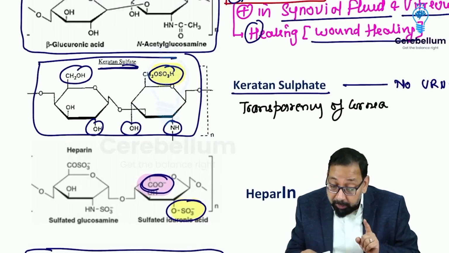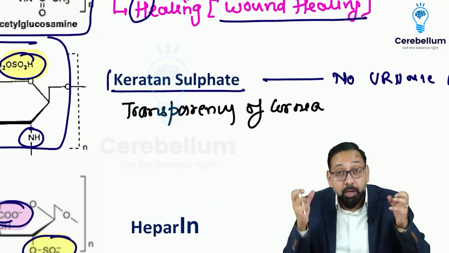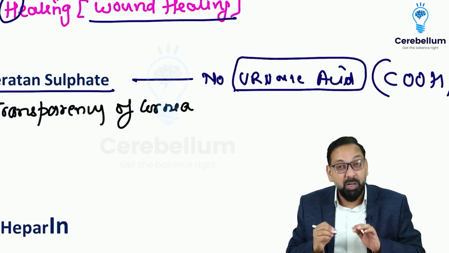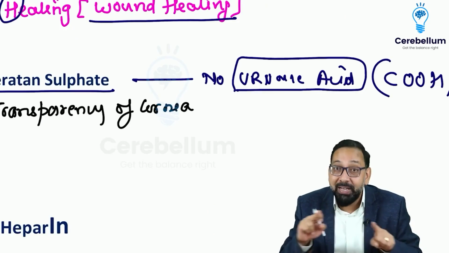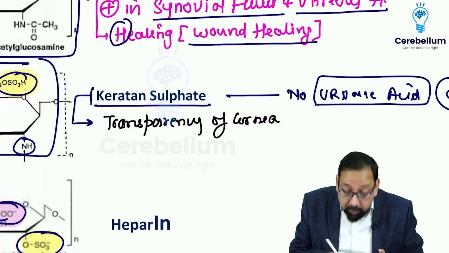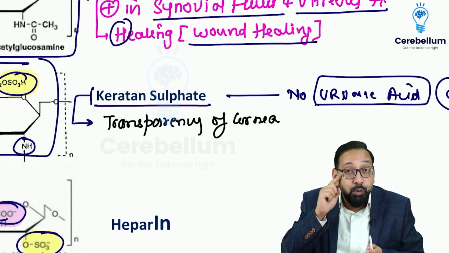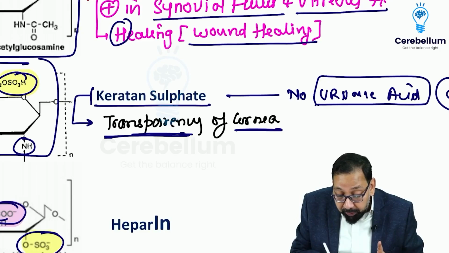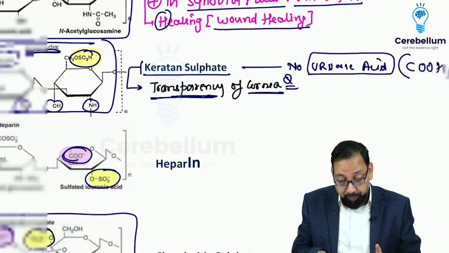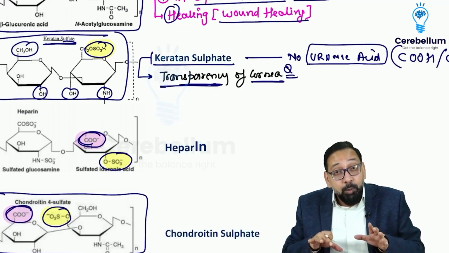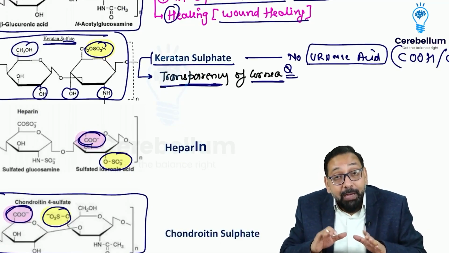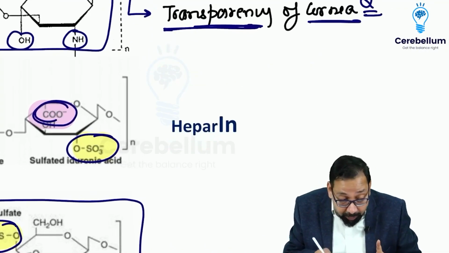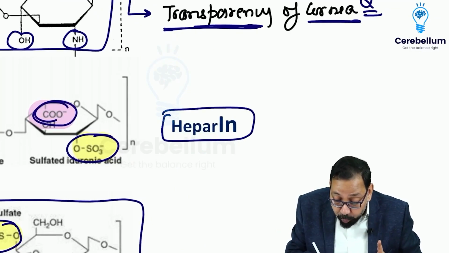How will you remember? Kirtan. Keratan as kirtan. Wherever you do kirtan, you don't do urinal, you don't make urine. No uronic acid. Keratin, keratoconus, keratoplasty. The word kerato is used for cornea. So keratan sulfate is present in the cornea and is responsible for the transparency of the cornea. Recently asked question: these glycosaminoglycans are present extracellularly, but there is one glycosaminoglycan that is heparin. The name itself tells you in.